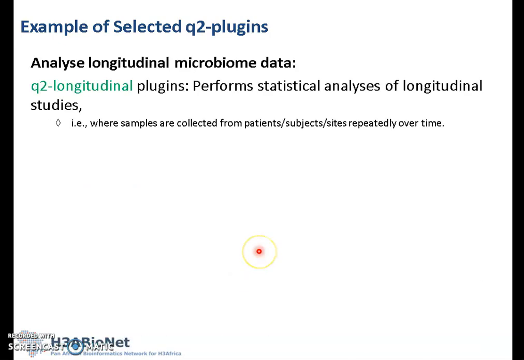For instance, if you are working on longitudinal data, there is the QIIME2 longitudinal plugin. Q stands for QIIME, so it's QIIME2 longitudinal plugin. This can perform statistical analysis of longitudinal data. For instance, you have a sample collected from a patient or subject or individual repeatedly over time. This comes with a longitudinal kind of nature. You have the specific plugin called QIIME2 longitudinal for these types of analysis.